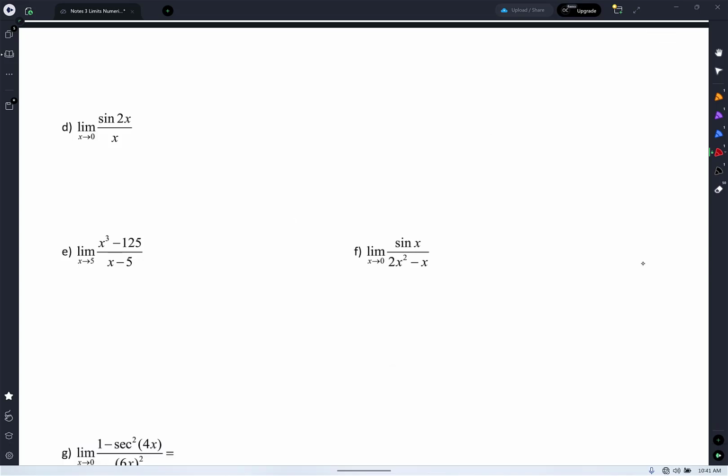Look at letter D. You guys ready? I'm going to go slow with this one. Just by looking at it, what do you think the answer is? Is it 1? The only hack you know. What's the only hack I know, guys?